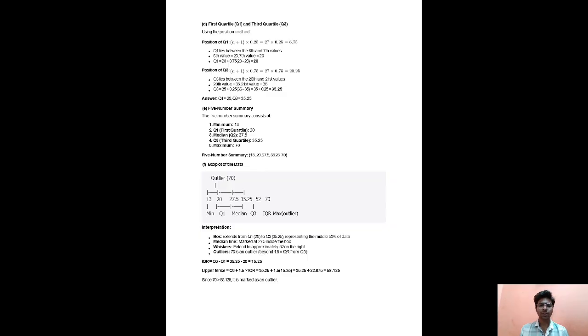Move on to the F question, the box plot of the data. You can see the box plot of the data in this PDF. The outlier is 70, and all the functions are there.